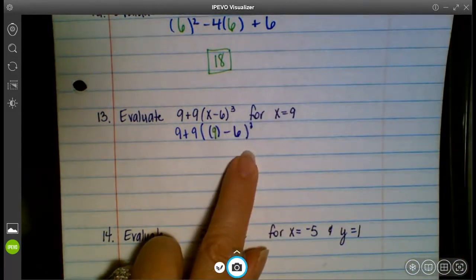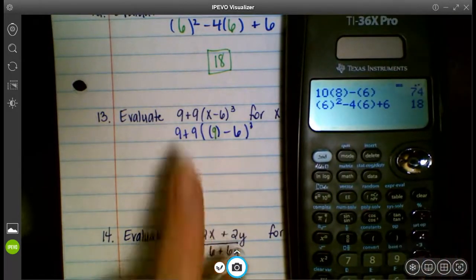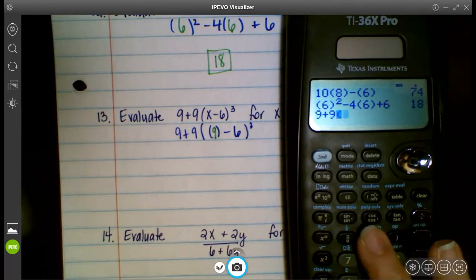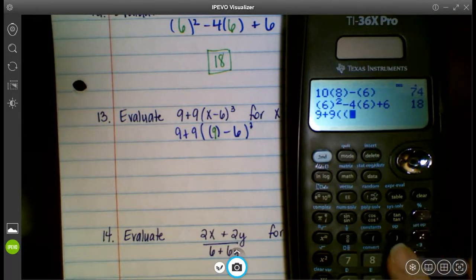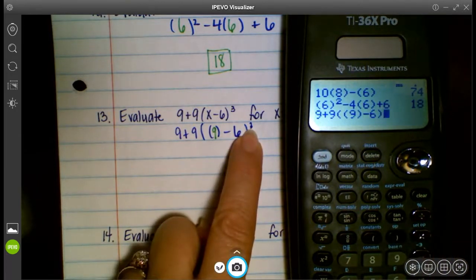And now we can type this in exactly the way we see it. With all the double parentheses and everything, we have 9 plus 9, parenthesis, parenthesis, 9, close parenthesis, minus 6, close parenthesis. Now we have this raised to the third power.